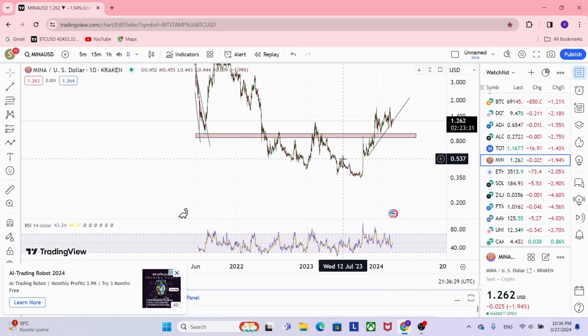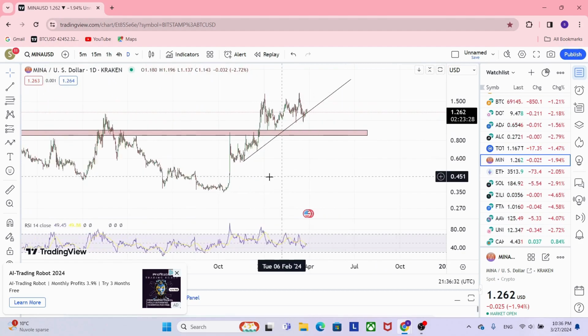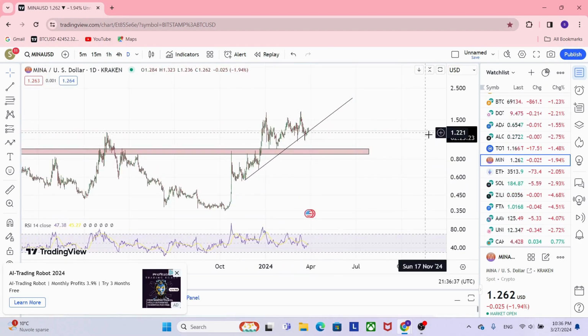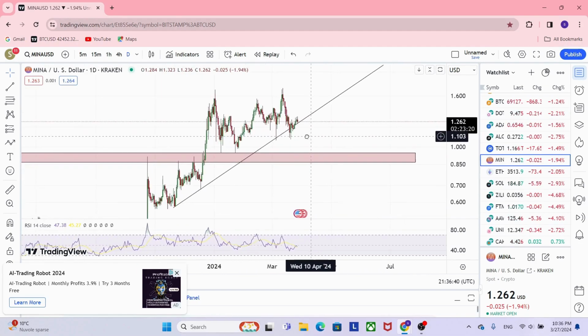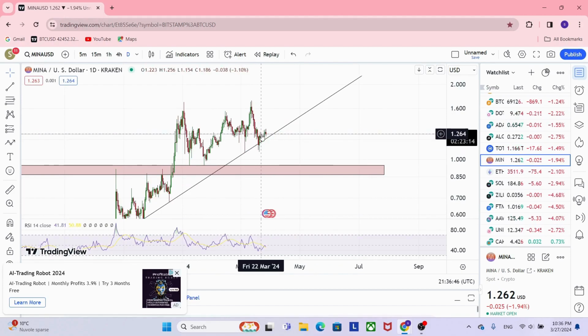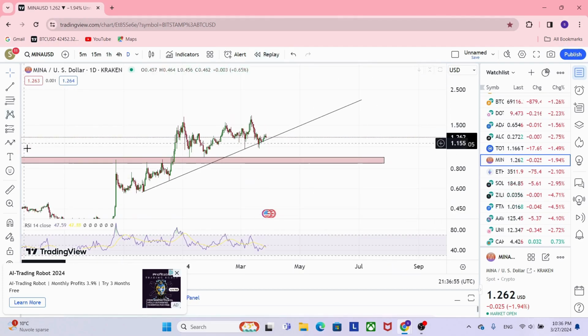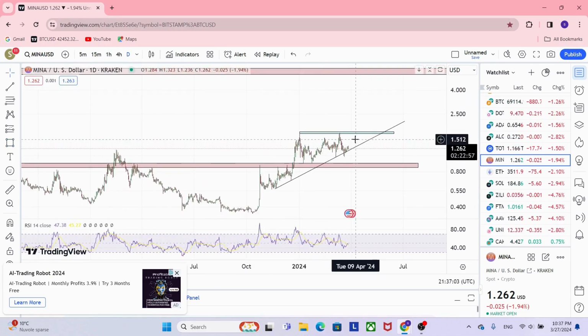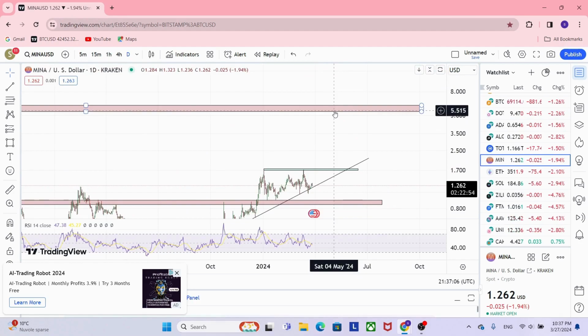And Mina Protocol, my other favorite altcoin here, same story: spike, and this channel. We had a first fake breakout here, so we extend it. Again, another fake breakout here, again a pullback to this trend line, respecting it and going up. I'm seeing an ascending triangle here. So it's a classic ascending triangle pattern in my opinion, and the target can be around $5.51.